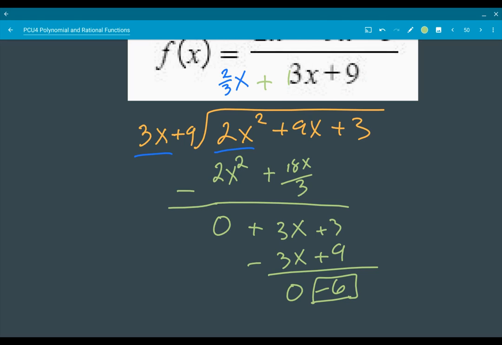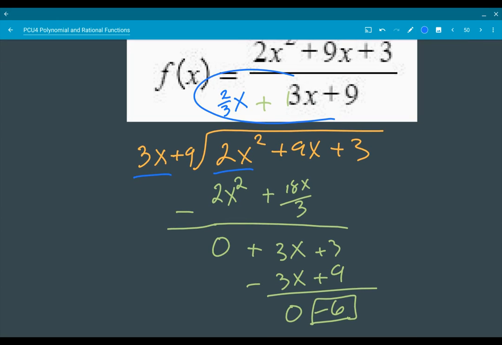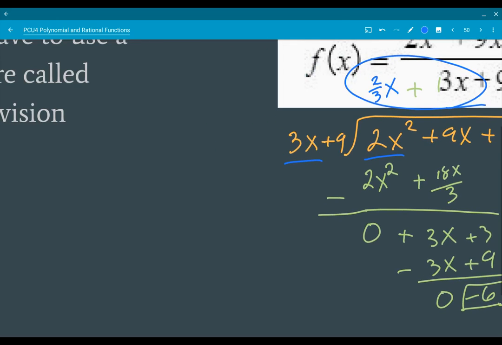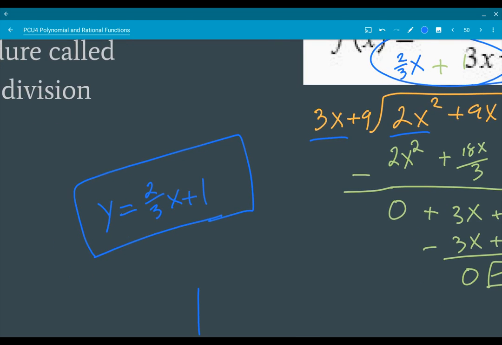We don't care about the remainder. What we care about is what we have up here. So y equaling 2/3 x plus 1. This is our slant asymptote. So in our ordered pair, we'll start at the y-intercept at 1, and then it's up 2 over 3.